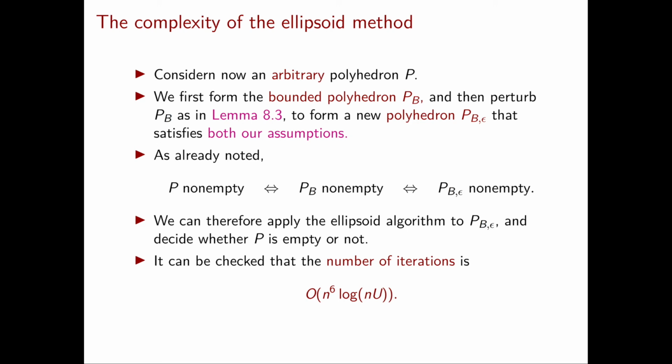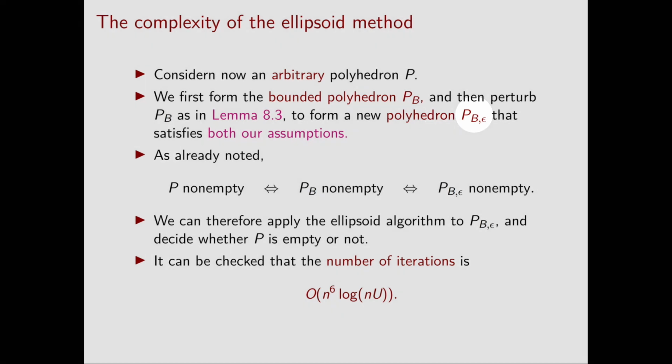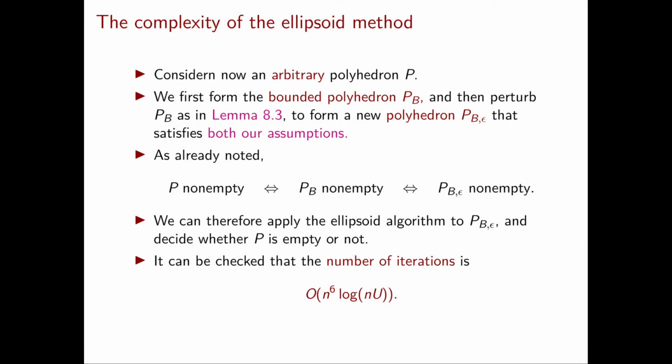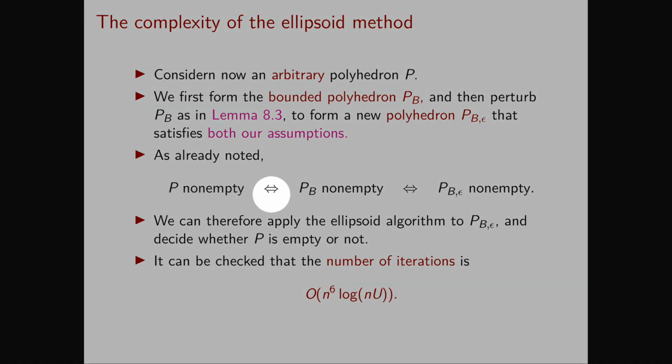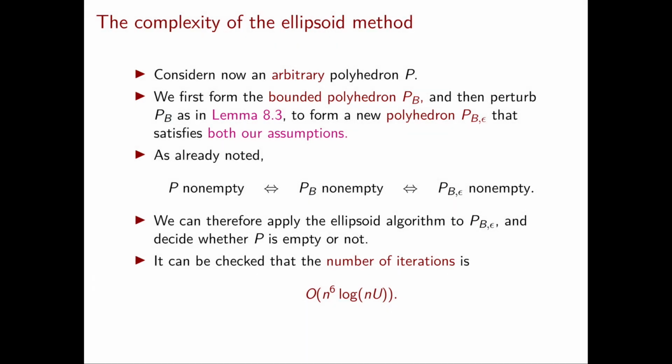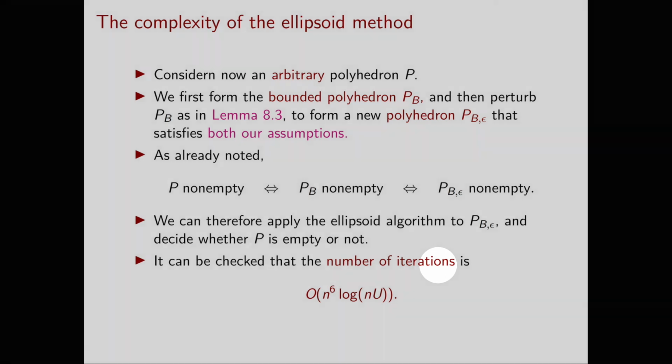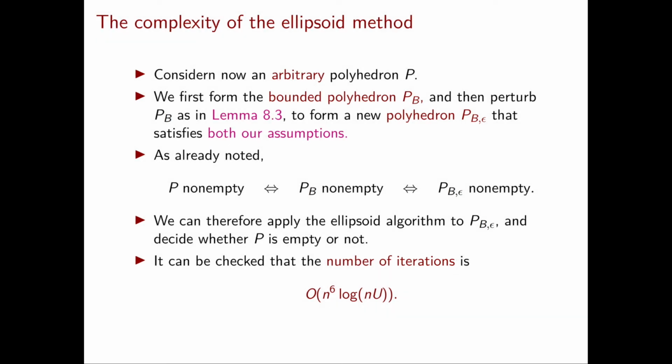Next, we perturb PB as in lemma 8.3, and so we form a new polyhedron PB epsilon. Now PB epsilon satisfies assumption 1 and assumption 2. We've already seen that P is non-empty if and only if PB is non-empty, if and only if PB epsilon is non-empty. So now, to understand if P is non-empty, we can instead analyze PB epsilon, which satisfies both of our assumptions. To understand the number of iterations of the ellipsoid method, we now need to construct E0, v and capital V, starting from our polyhedron PB epsilon.